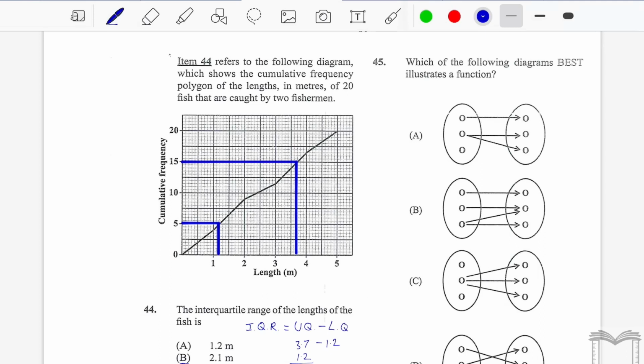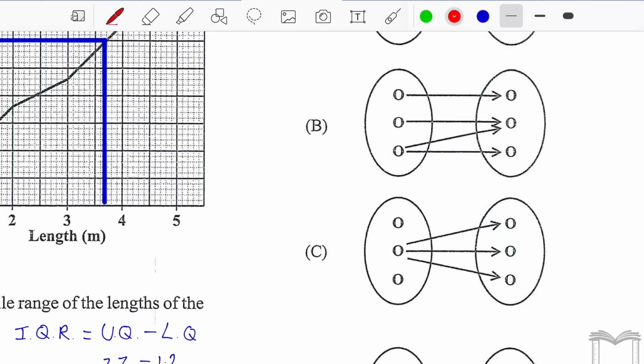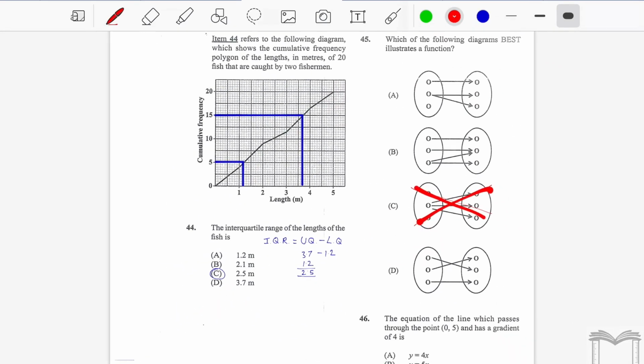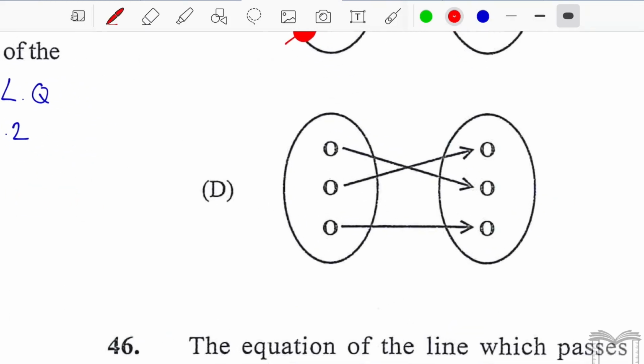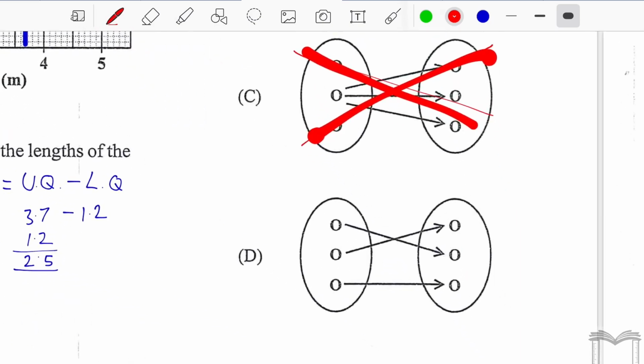Number 45. Which of the following diagrams best illustrates a function? So two key things with functions. One is that every x value must be mapped onto a y value. So automatically C will be eliminated. The next thing is that a function is one-to-one or many-to-one.